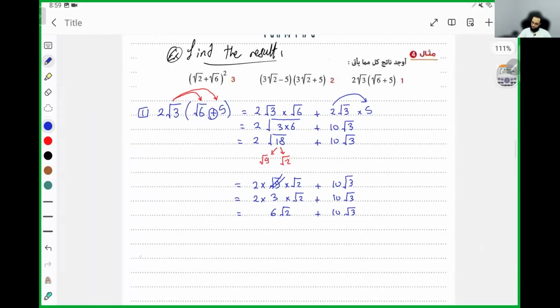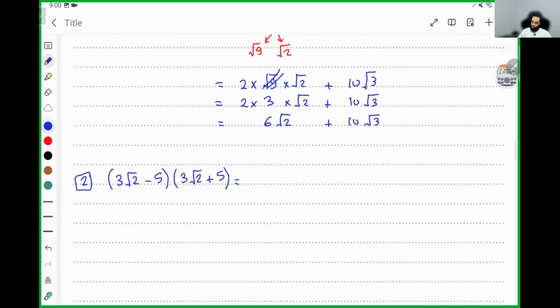Let's do the next: 3 root 2 minus 5 times 3 root 2 plus 5. This is a difference of two squares. We studied before: if you have a minus b multiplied by a plus b, you can do it as a times a minus b times b. This is a, this is b. Okay? A times a minus b times b.